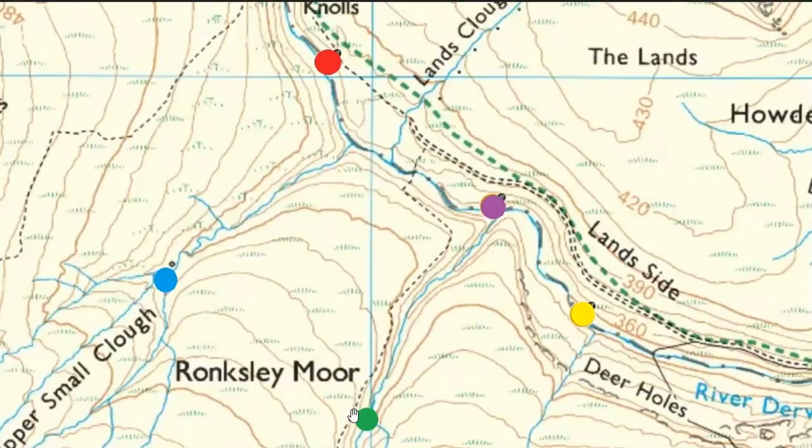But yes, the answer this week was, the photo was taken from the red dot looking in a northwesterly direction upstream, that bend there with the steep ground on the right and the flatter ground on the left. So hope that makes sense.